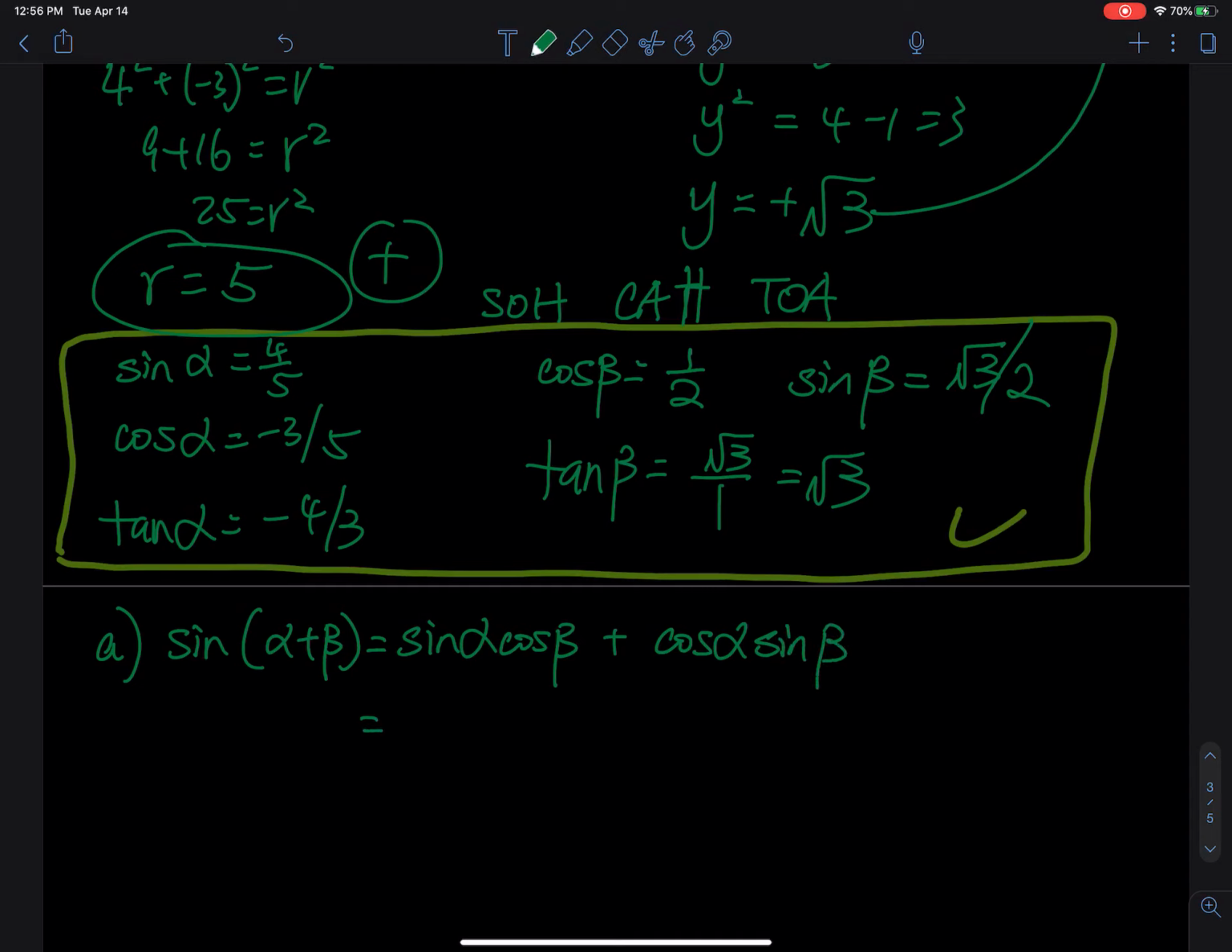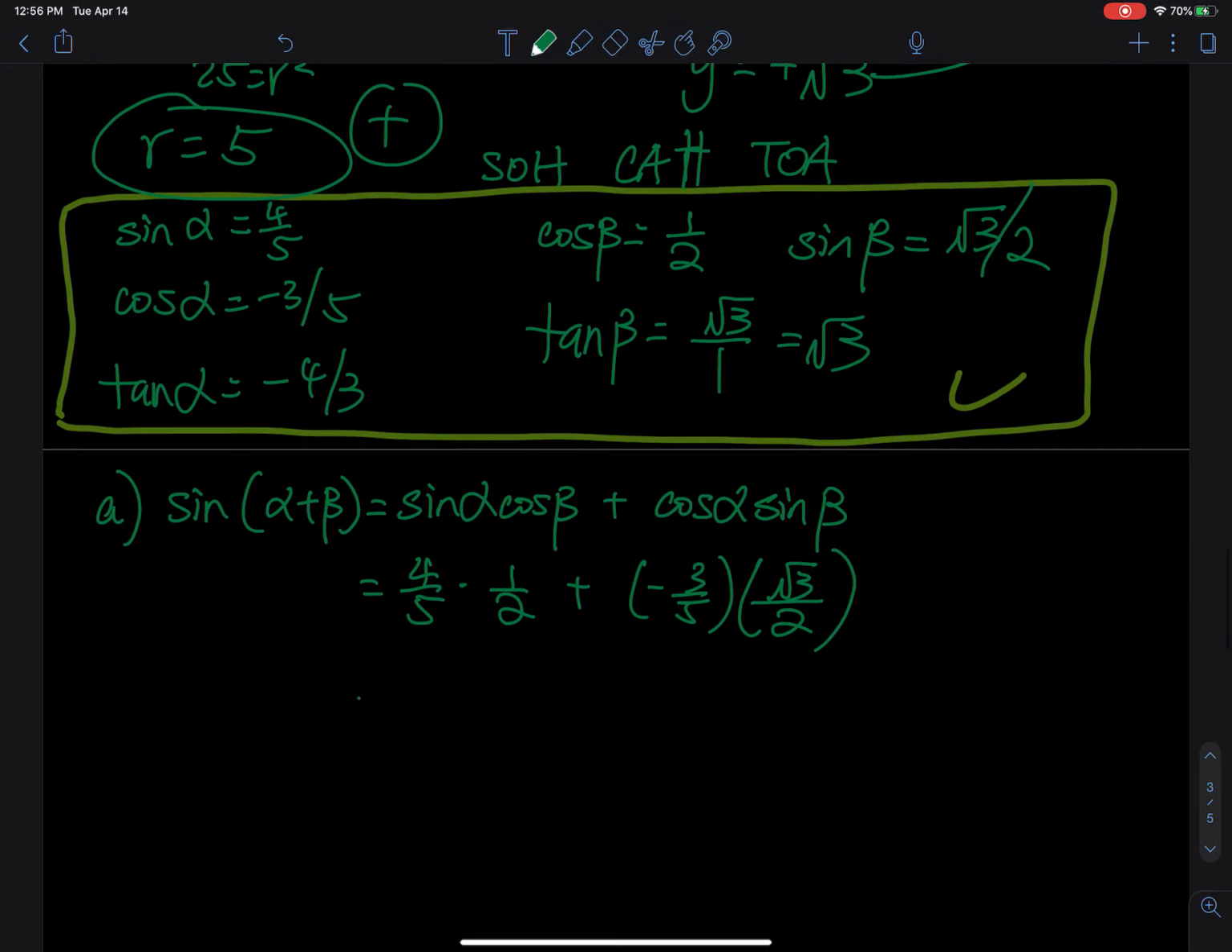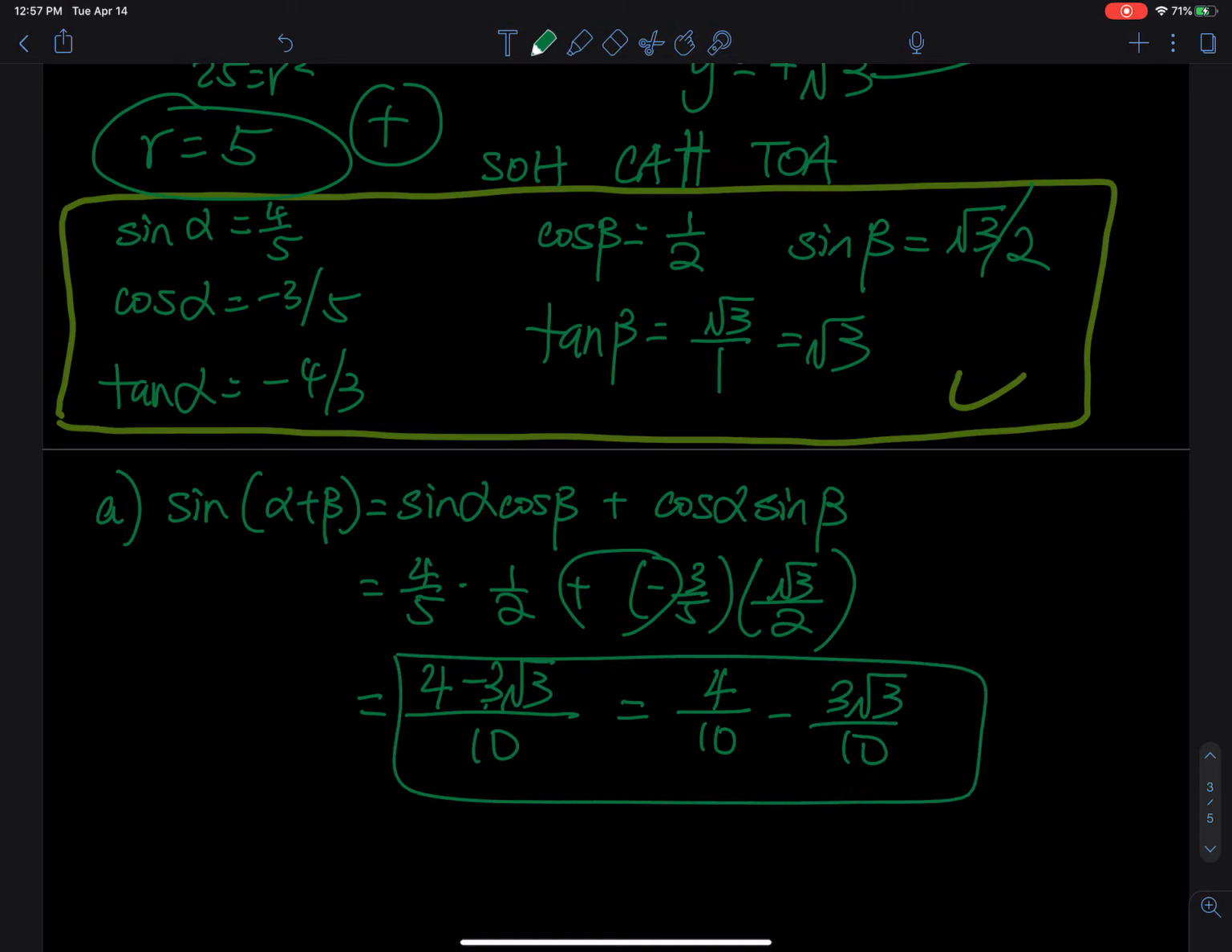And then what do we have? Just plug in. So you have 4/5 times 1/2 plus -3/5 times √3 divided by 2. And then you have (4 minus 3√3) divided by 10, because the denominator is 10. Or another way to write this is 4/10 minus 3√3 divided by 10. Either one is fine, okay? But if you have this, then that is good enough. There is no reason to break it down into 2 pieces.